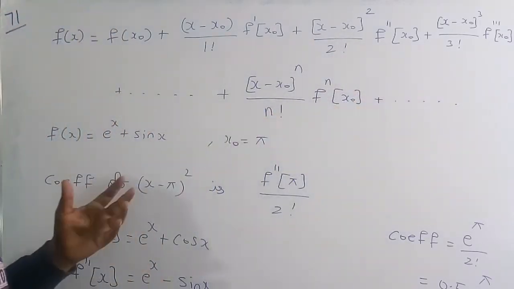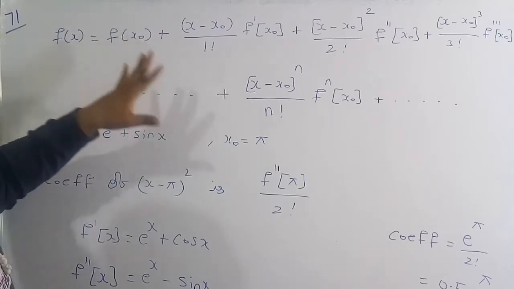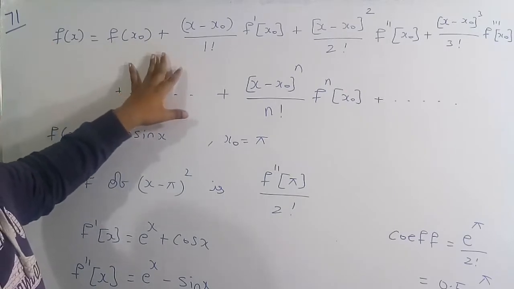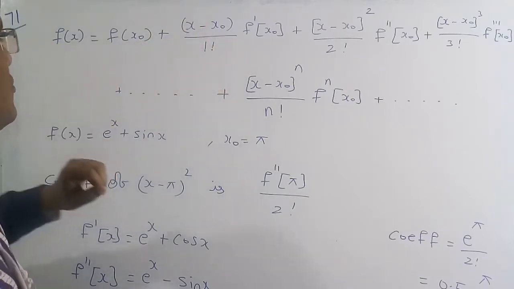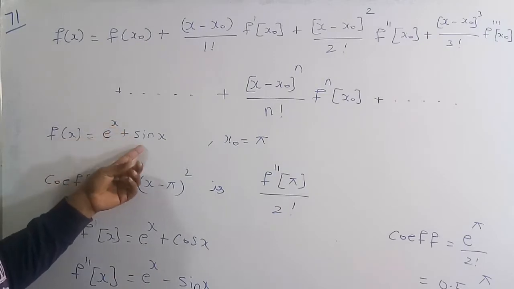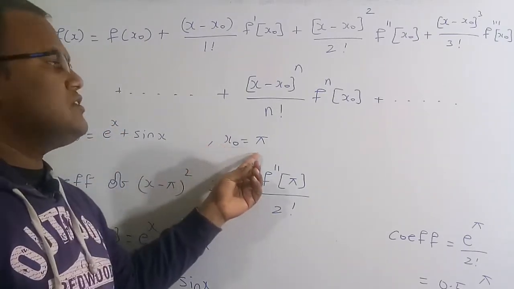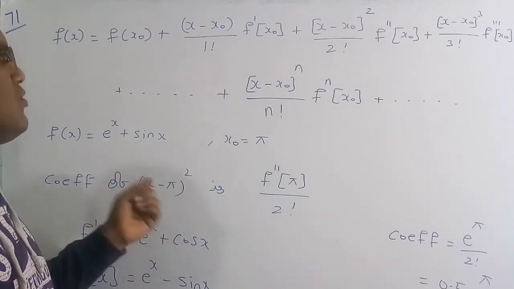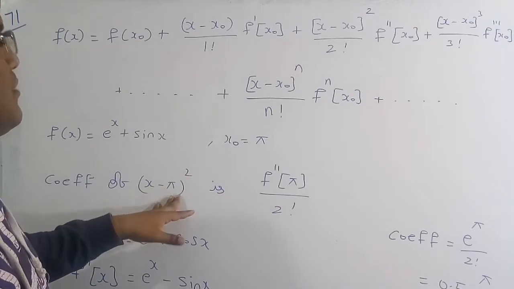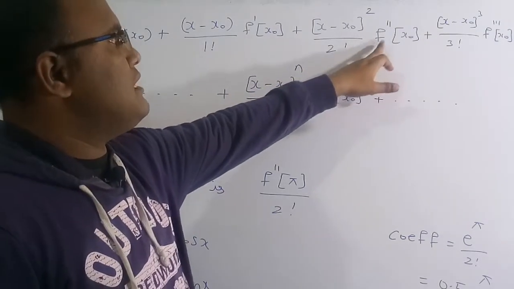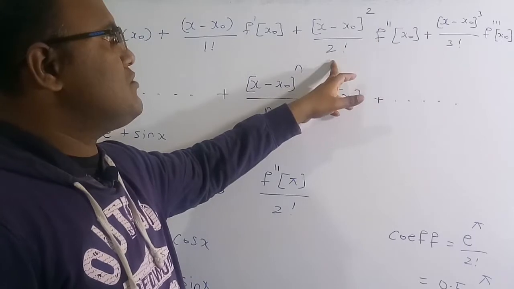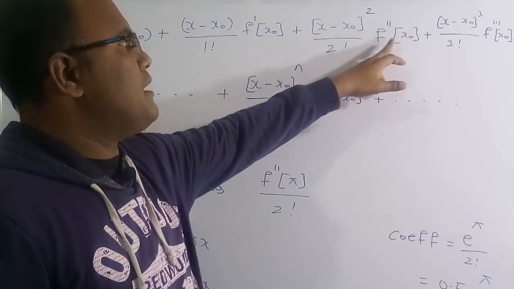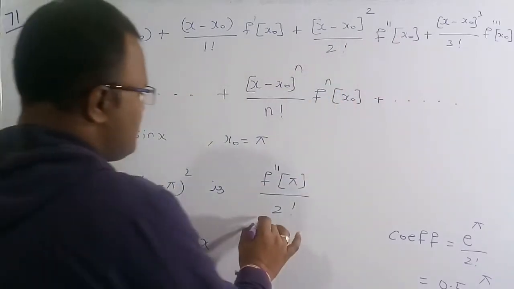So now, here this is the function f of x. We are going to equate it to a small amount of linear function. Here this function is going to be satisfied only at the value of x naught. In this question, they have given f of x is equal to e to the power of x plus sin x, and x naught is equal to pi. We have to find the value of the coefficient of (x minus pi) whole square. The coefficient will be f double dash of x naught by 2 factorial. That means we need to find f double dash of pi by 2 factorial. This is the value we need to figure out.